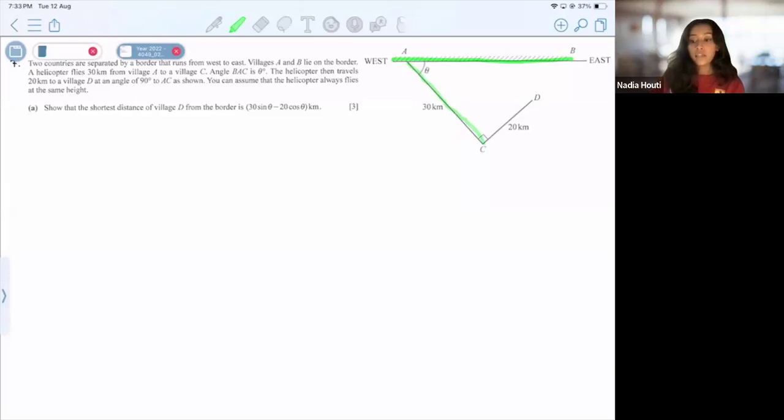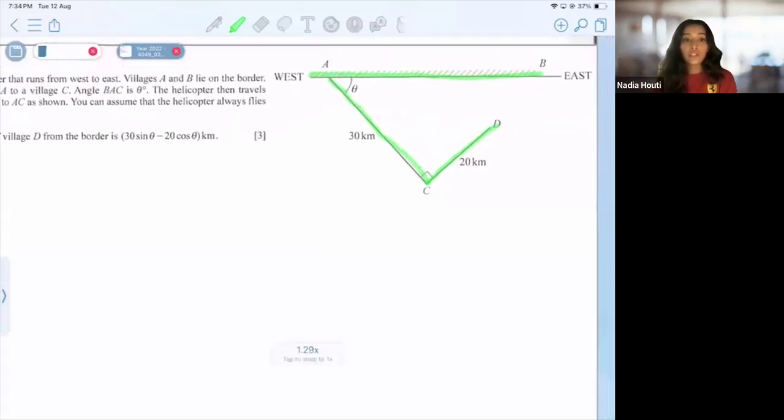Angle BAC is theta. The helicopter then travels 20 kilometers to a village D at an angle of 90 degrees to AC. Okay, so CD is perpendicular to AC. You can assume that the helicopter always flies at the same height. For part A, show that the shortest distance of village D from the border is 30 sine theta minus 20 cosine theta kilometers.